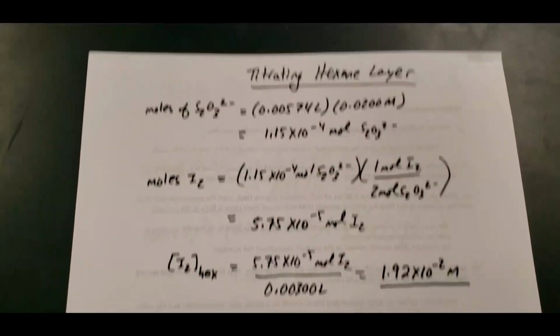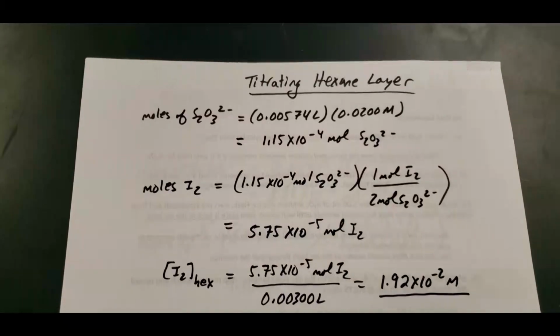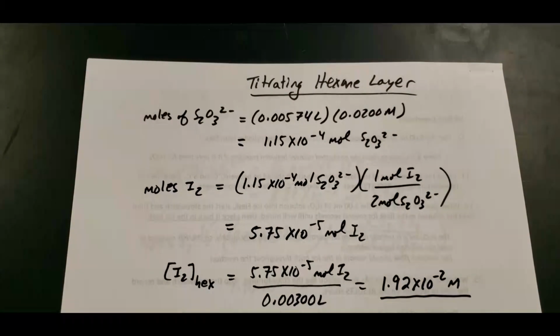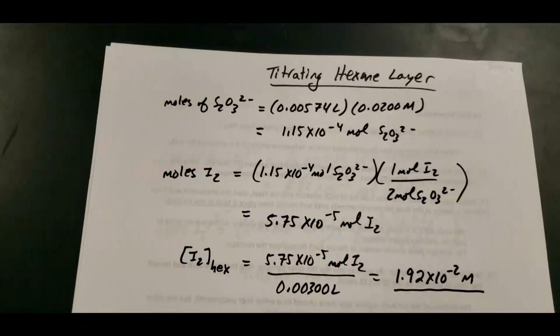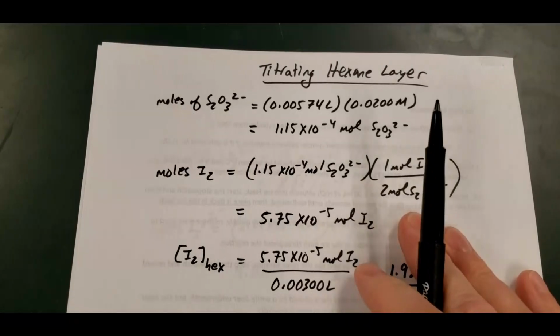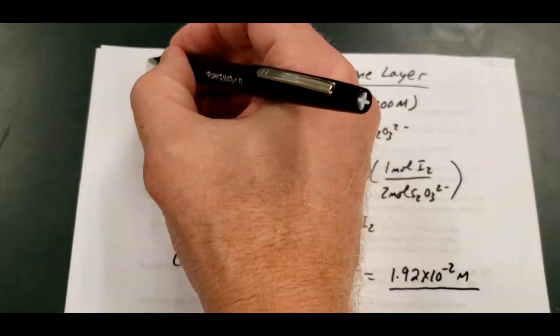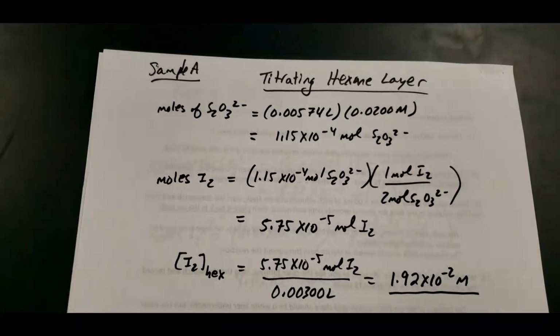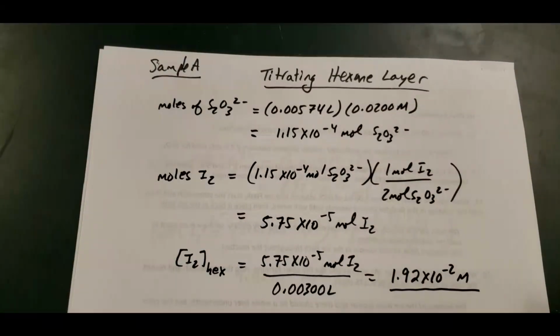I'm going to do some calculations for the Lugol's solution lab. I'm just doing one run of the hexane layer and one run of the water layer for sample A. You're going to have to do two of them and take the average.